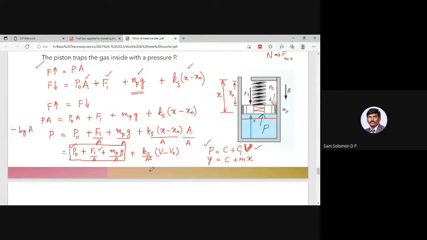Sir, how did you put A divided by A in the last equation, sir? So shall I multiply and divide by P? Does this affect this equation?